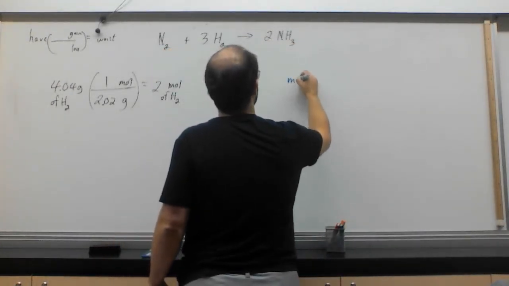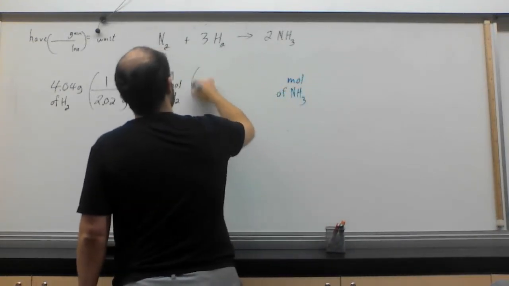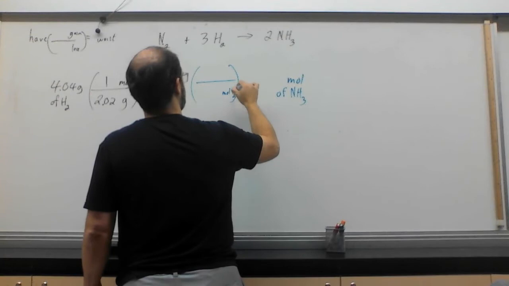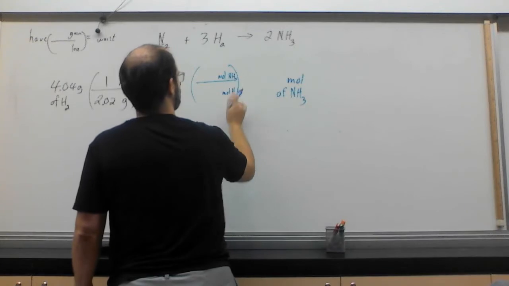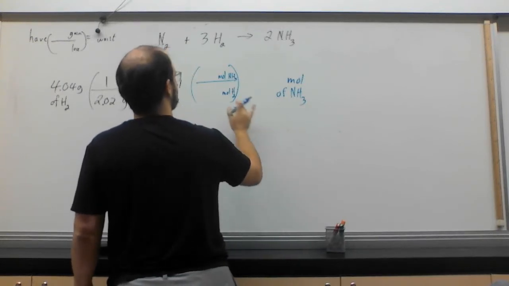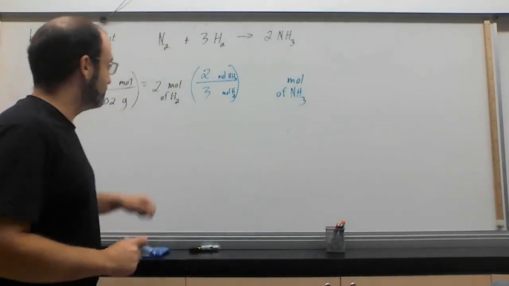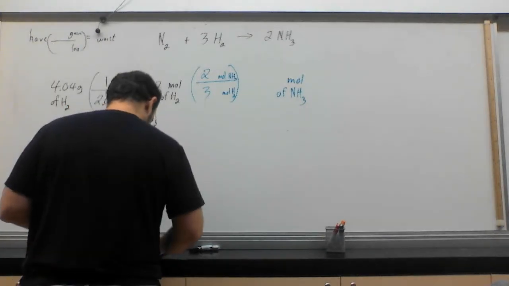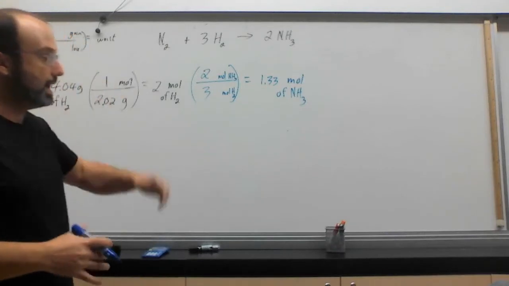I want to know moles of NH3 that we're going to make. So we set it up, and we're going to have moles of H2 on the bottom, moles of NH3 on the top, because we want to get rid of the H2 and we want to get the NH3. This is 2, this is 3, because there they are. So 2 times 2 is 4. 4 divided by 3 is not a nice number. So 1.33 moles of NH3, and we're done.